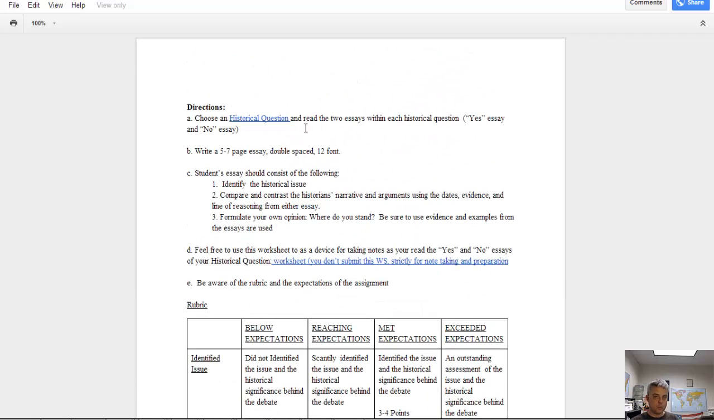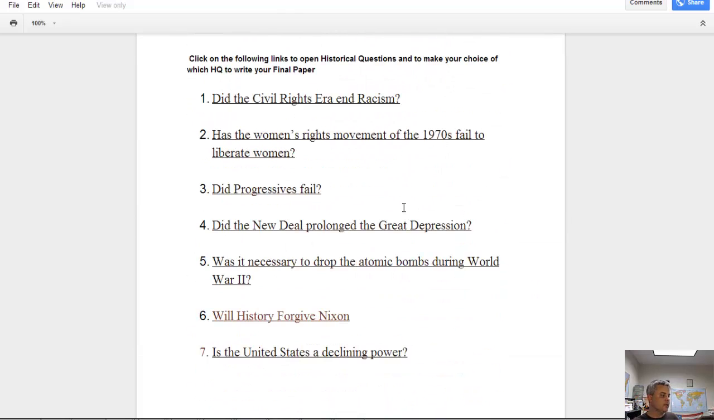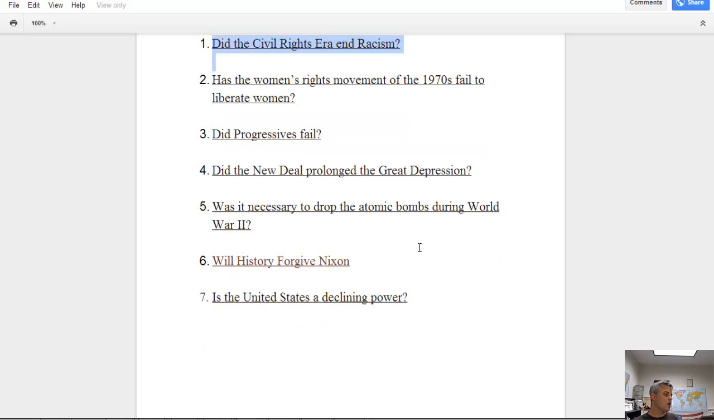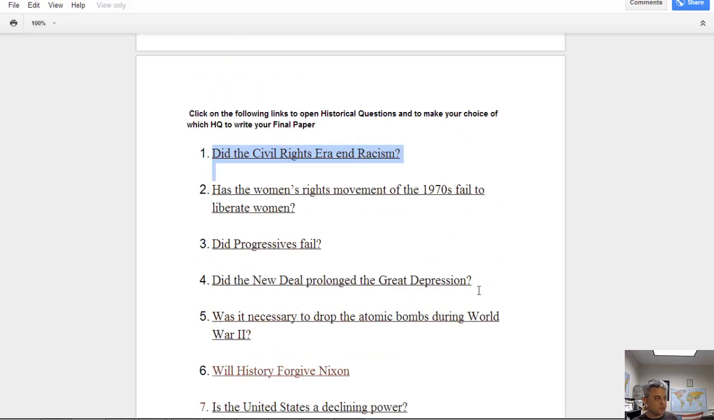And read the 2 essays within each historical question, a yes and no essay, right? So each historical question consists of, well, here they are right here. So let's just look at this real quick. Did the civil rights end racism? Or has the women's rights movement of the 1970s failed to liberate women? Did the progressives fail? Did the New Deal prolong the Great Depression? Was it necessary to drop the atomic bombs during World War II? Will history forgive Nixon? Is the United States a declining power? So those are the choices that you can choose from. So you can go to any of these.